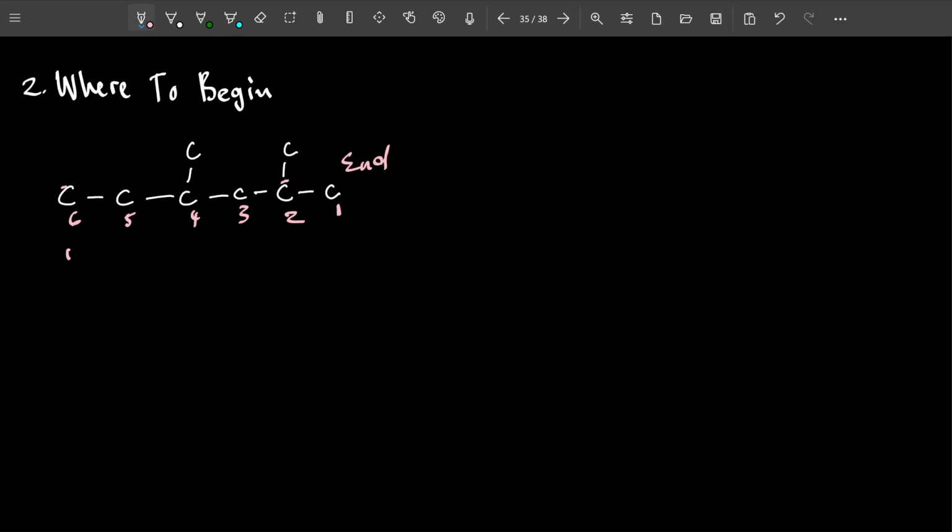Okay, I wouldn't number like this 1, 2, 3, 4. No, what is the basis for your numbering? What are you using? You don't start from left to right. Who says that? Nobody says that. You start from the end that is closest to your first branching point. Okay, this is an example of how to know where to begin.